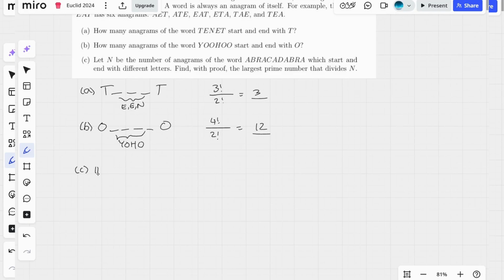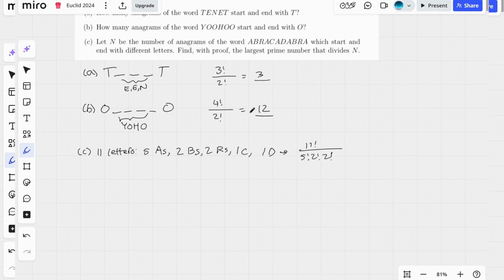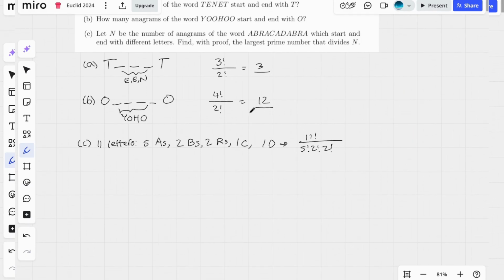So we can write that out, 11 letters. We have how many A's? We have 5 A's. We have 2 B's. We have 2 R's. We have 1 C, and we have 1 D. So in total, we have 11 factorial over 5 A's, 2 B's, and 2 R's ways to permute abracadabra without any restrictions. And then we want the start and end to be different letters.